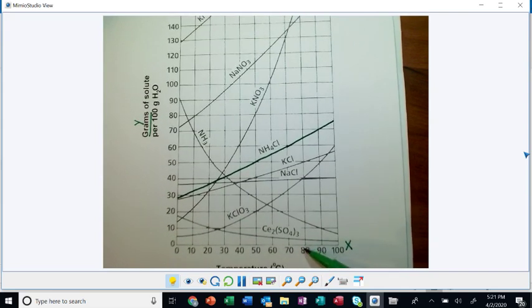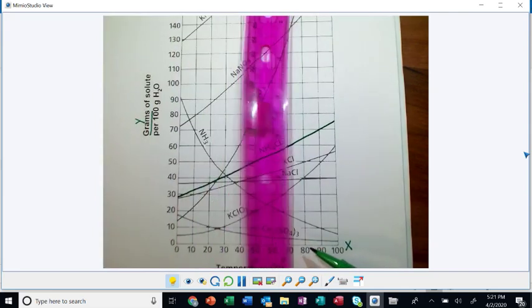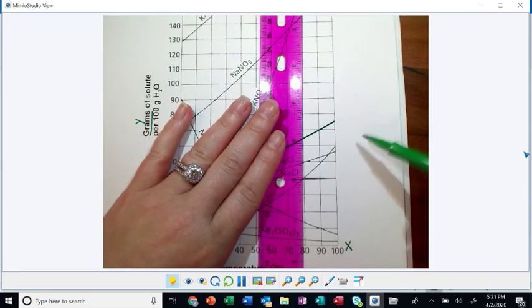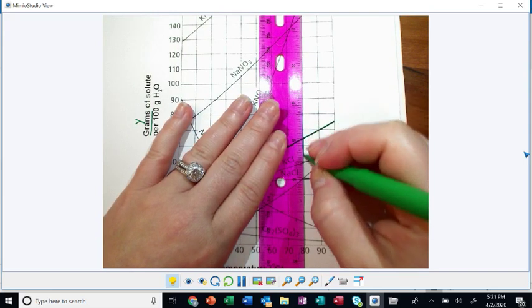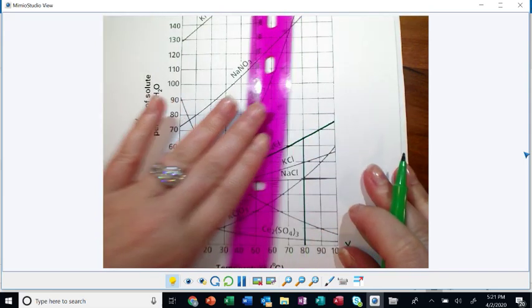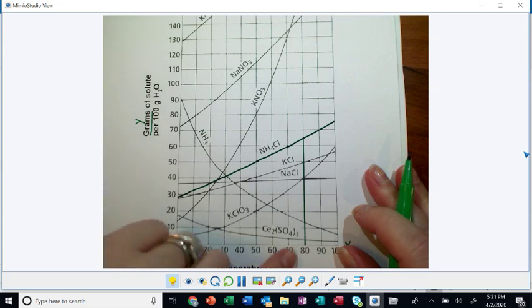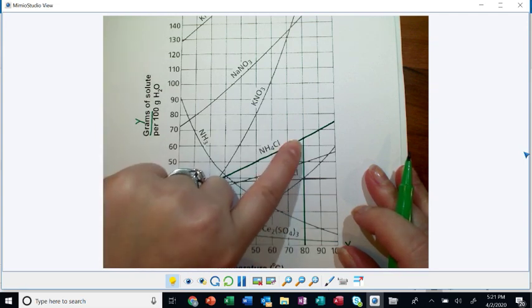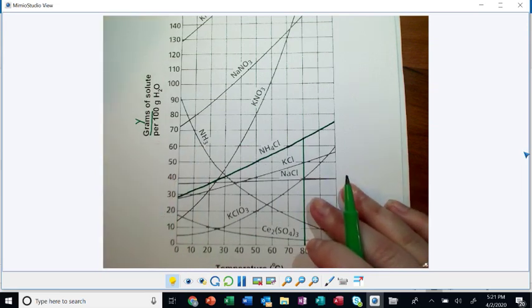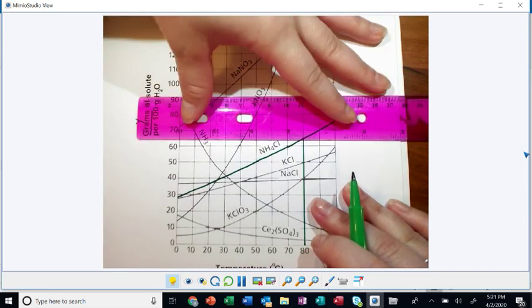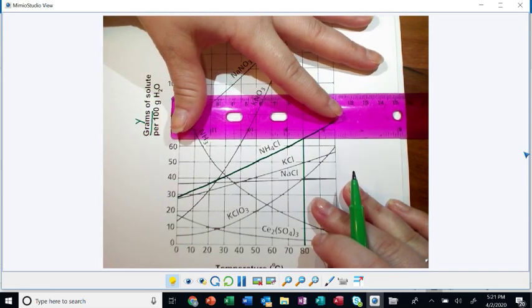I'm going to draw a straight line all the way until I hit the line that they asked us about. So there it is. This is our X. Now I want to know what Y coordinate over here corresponds to this X. So you're going to take your ruler. If you have a ruler, if not, it's still like a guesstimate. It's okay.